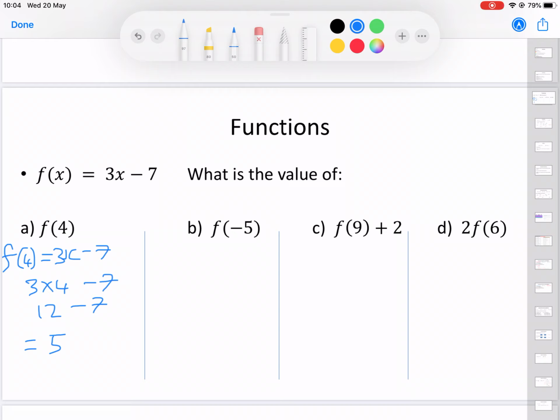Okay, and that's it. So pause the video and have a go at the second one yourself. It's a bit tricky because it's got a negative number in it, but it's still the same principle, so have a go yourself at that.